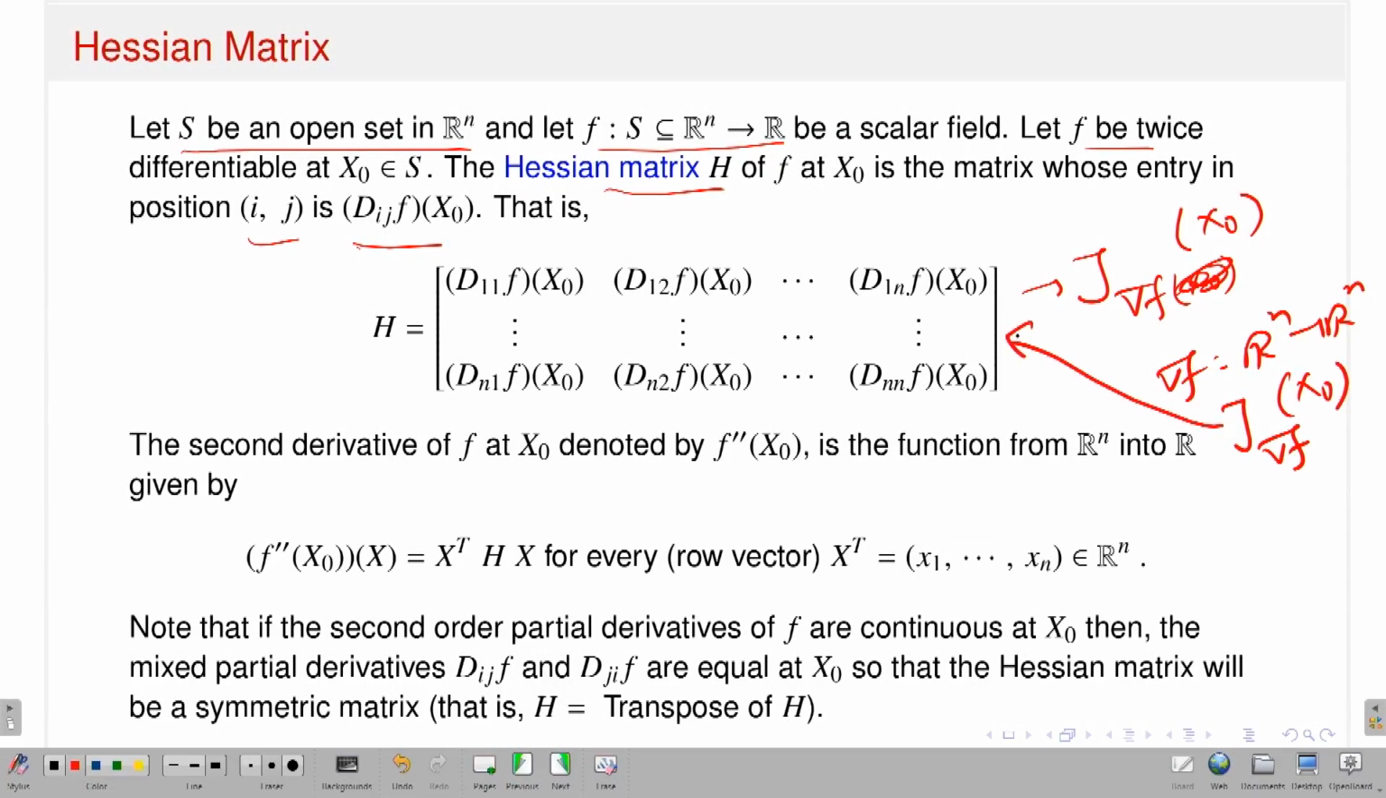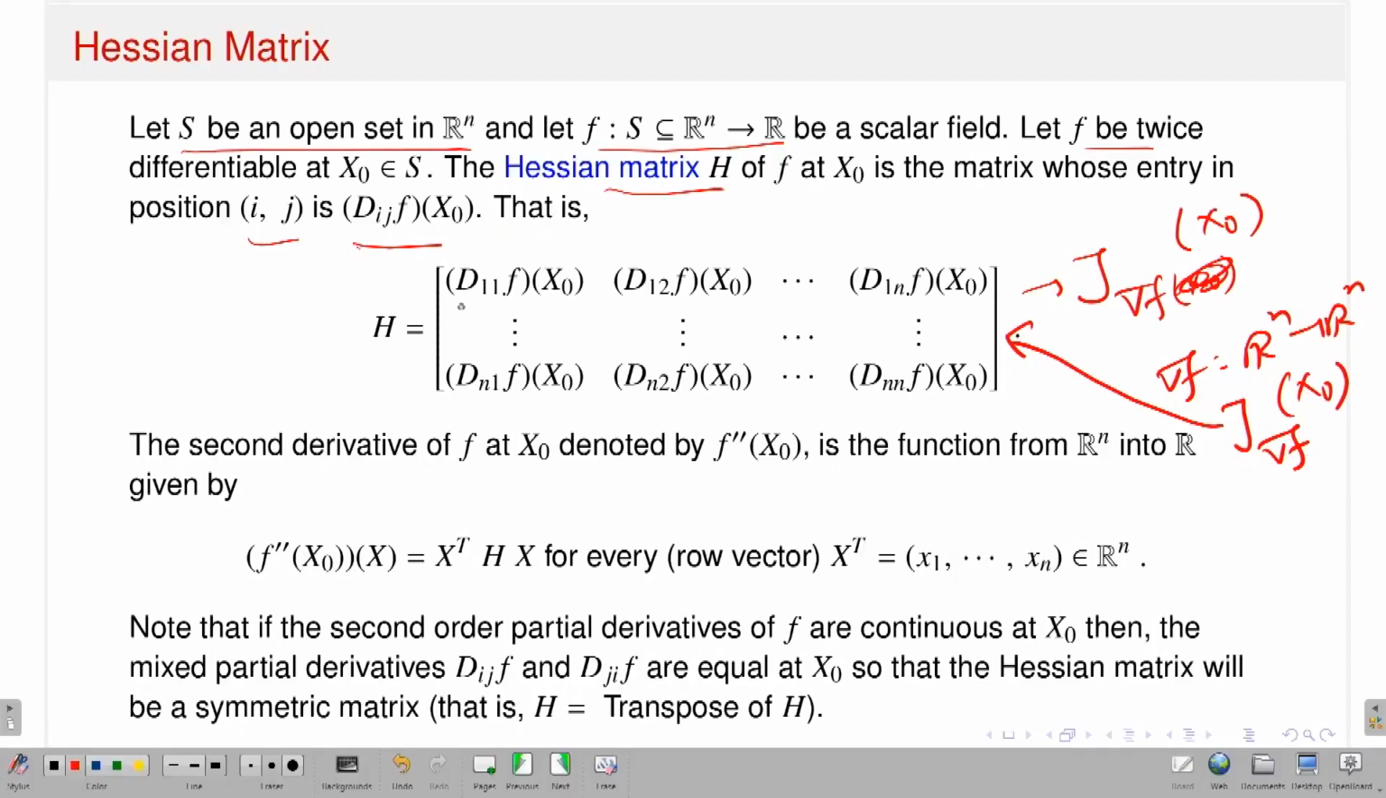So therefore you can easily write it. Its first row is obtained by taking the first order partial derivatives and then performing one more derivative, that is, del f del x1, so this is D_11, D_12, up to D_1n, and the last row is D_n1, D_n2, up to D_nn. So this is perfectly all right. You can easily write your Hessian matrix.